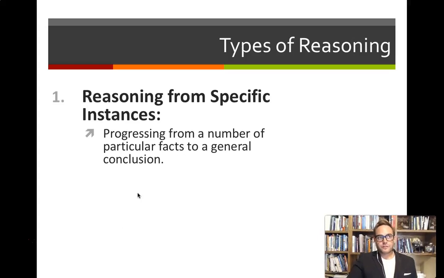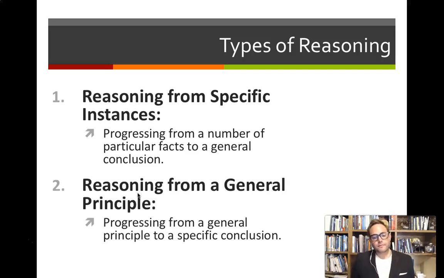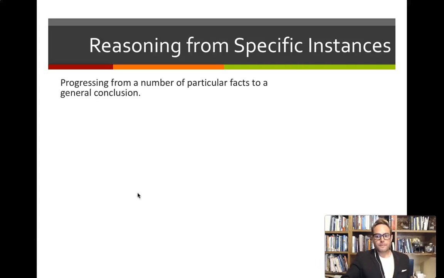There are two categories, I guess, we're going to look at. The first one is reasoning from specific instances. So this is progressing from a number of particular facts in order to generate a general conclusion. The second type is reasoning from general principles. So progressing from general principles to a specific conclusion. So let's take a look at that first one, reasoning from specific instances. And again, this is where we're using particular facts to generate a general conclusion.